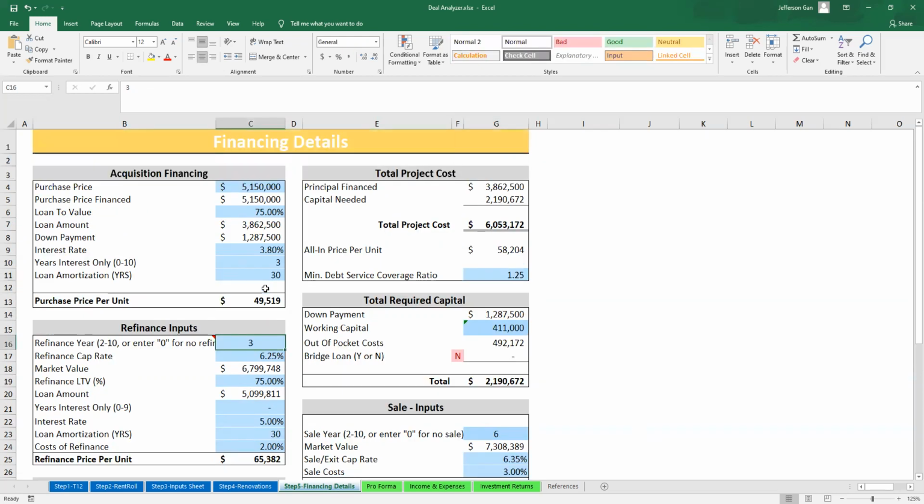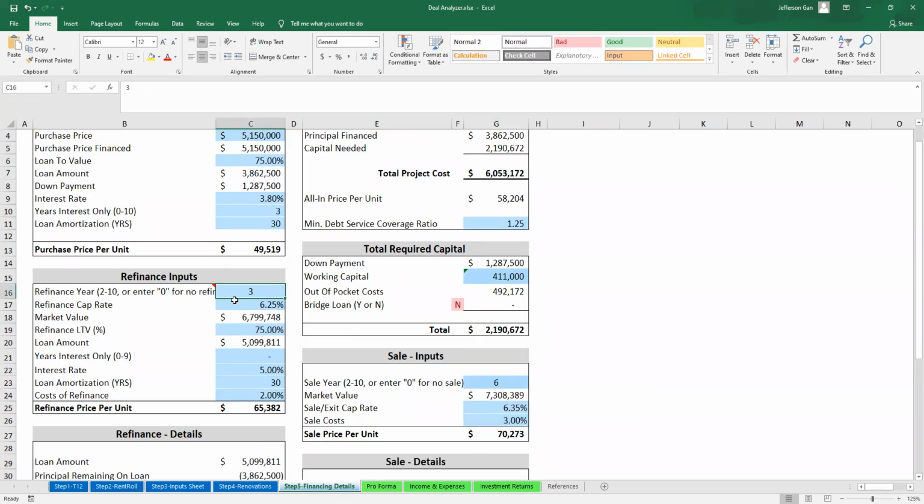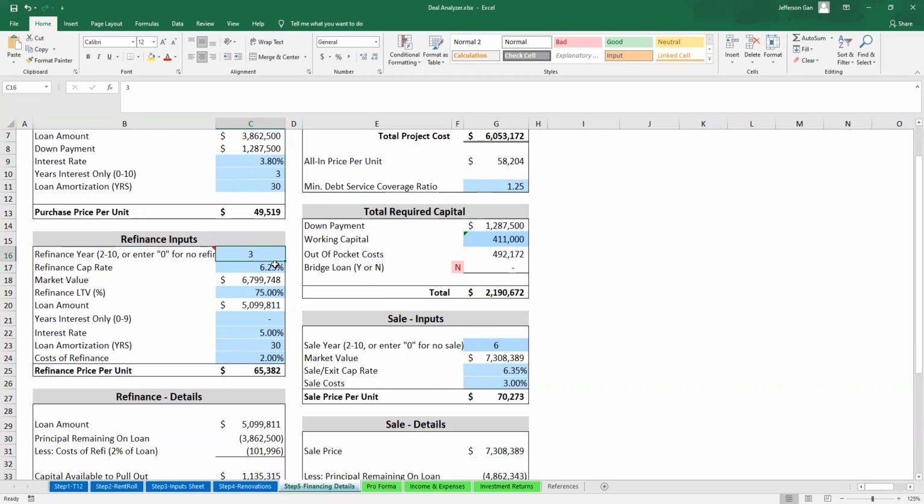Then some deals also have a refi. So their business plan is to refi on year 3. You will give back some of the investors' capital at this time. Then when you do the refi, the refinance cap rate will be the cap rate during your refinance. So it will determine how much the property will be worth.